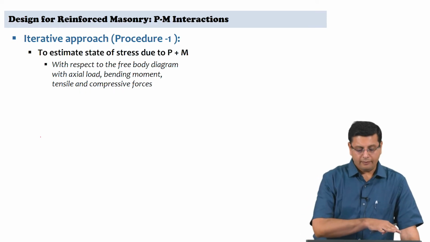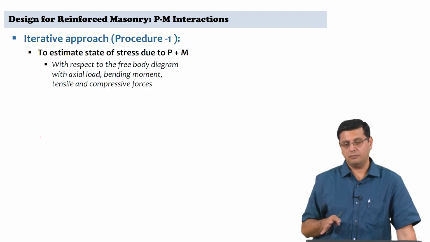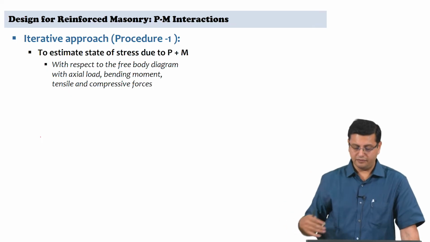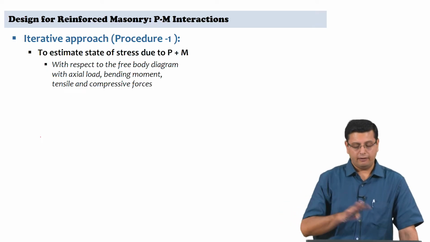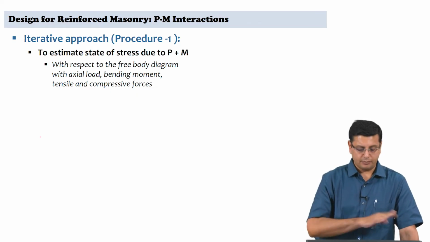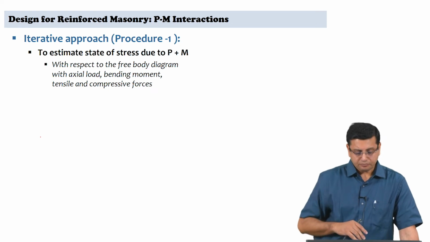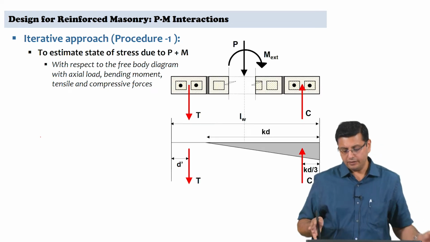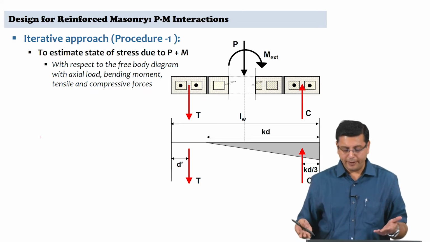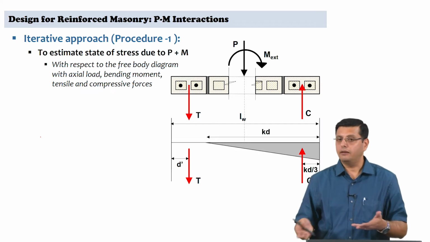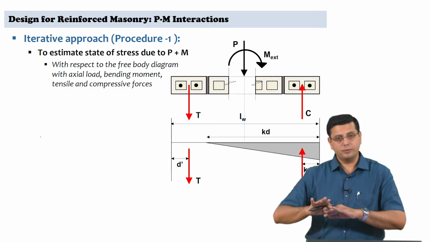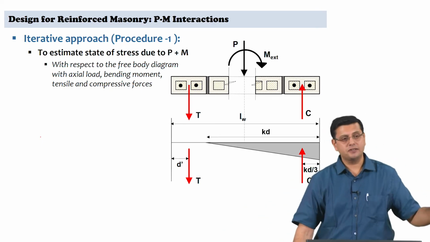Procedure 1 makes an assumption of where you are sitting in the interaction surface, and then tries to arrive at what expressions you should use when you are in the compression controlled assumption or the tension controlled assumption. So, we look at the free body diagram here. We are looking at a wall, again made out of hollow blocks. It has a certain arrangement of the steel reinforcement. Here we have an arrangement with the steel reinforcement concentrated at the two ends.